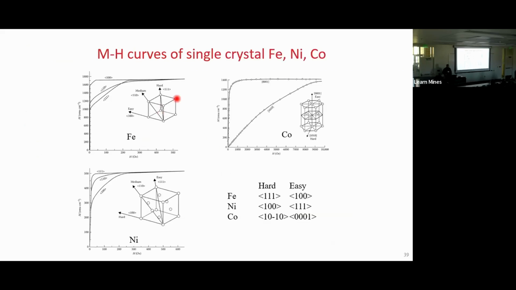So here is iron. This is a single crystal, by the way, right? It turns out it's very easy to magnetize your material along the 100 direction. The second easiest one is 110. The worst one is 111. So there is an area in between this 111 and 100. This is a huge area that represents the energy you have to spend to convince your material to be magnetized from this direction to that direction.